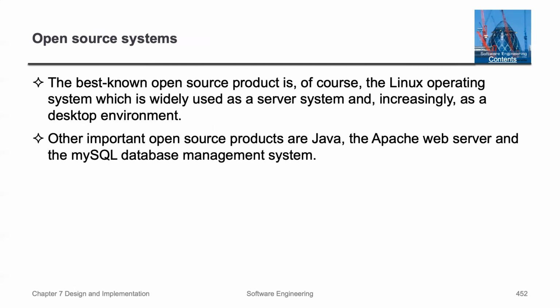The best known product of open source is the Linux operating system, which I'm sure you're probably familiar with. It's widely used as a server system and increasingly as a desktop environment. Other important open source products are Java, the Apache Web Server, and the MySQL database management system.